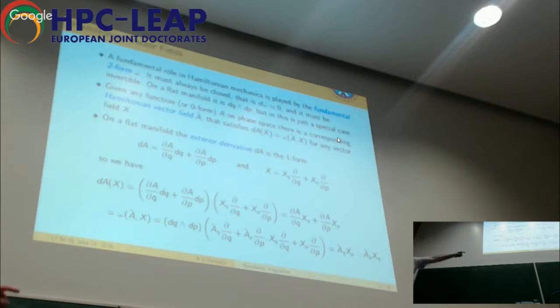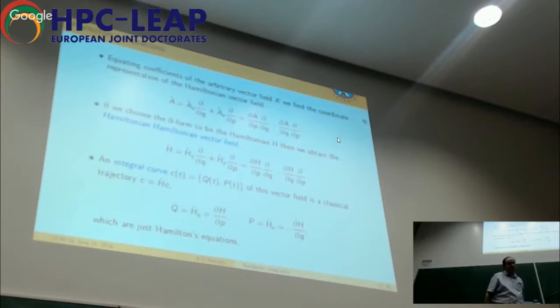And now I can equate the coefficients of xq and xp because they were arbitrary functions, but x is an arbitrary vector field. And that tells me that A hat of q is going to be equal to dA by dp, and A hat of p is going to be minus dA by dq. Okay? Which is what I've written in the top line there.